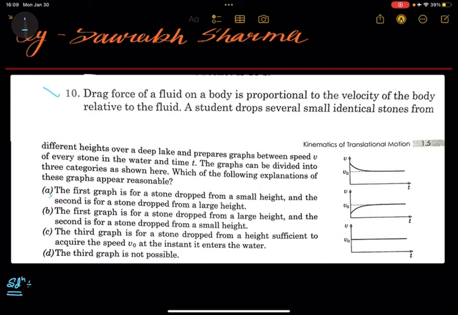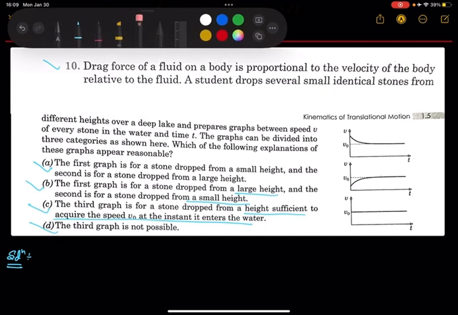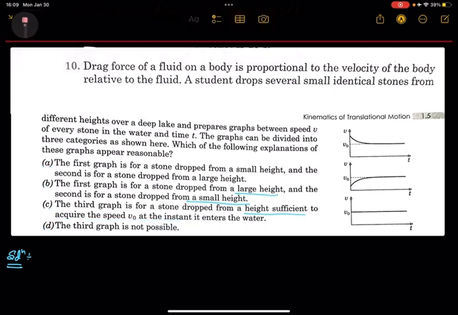The first option says that the first graph is for a stone dropped from a small height, and the second is for a stone dropped from a very large height. The second option says a similar thing: the first is from a large height, the second from a small height, and the third from a height sufficient to acquire the constant speed, and the third graph is not possible. I want to solve this question via a very simple method.